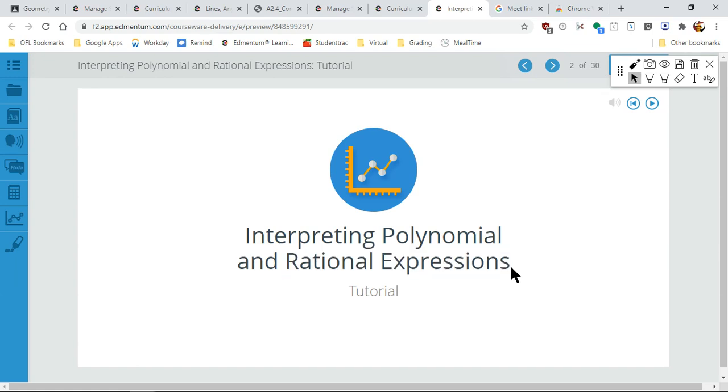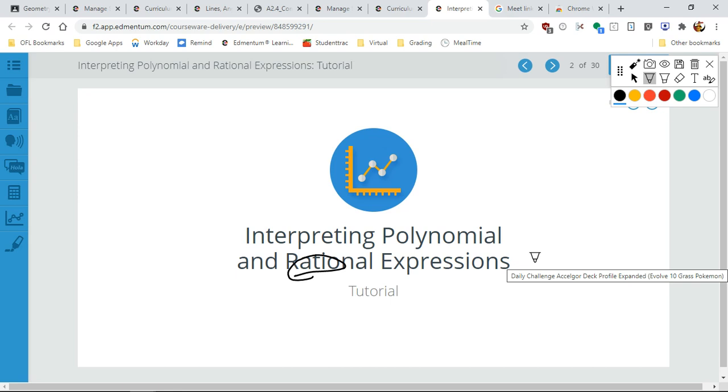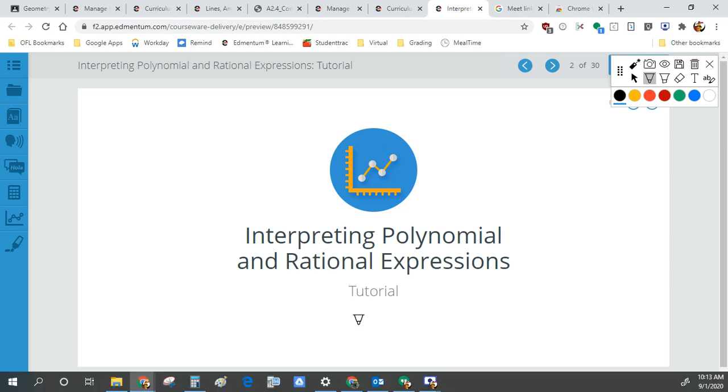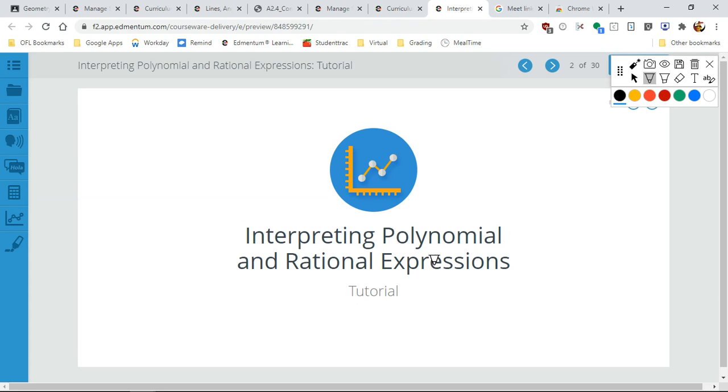Rational expressions. When you think rational, think of this word ratio. Ratio is like, let's say the odds are 3-1, right? So, in other words, 1/3. When you think of rational, just think of fractions. That's all rational things are. So, when we're talking about rational expressions, that's what we're talking about here.